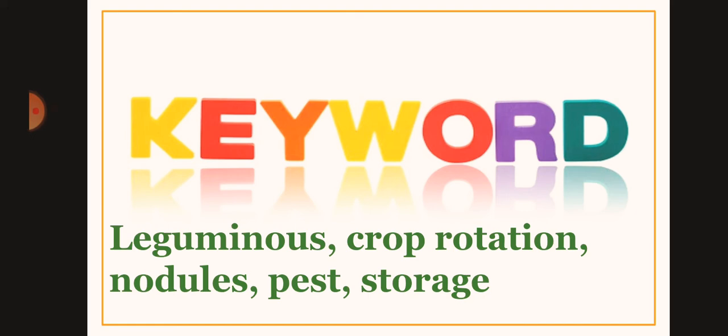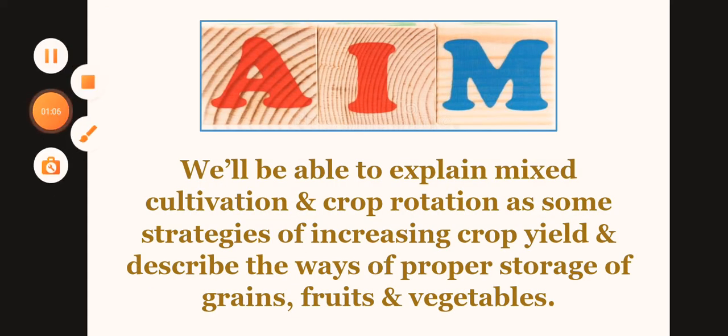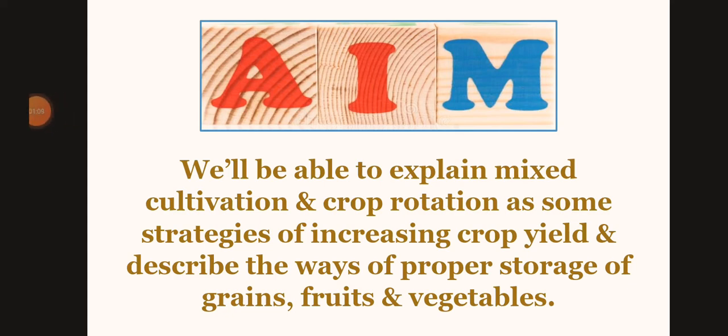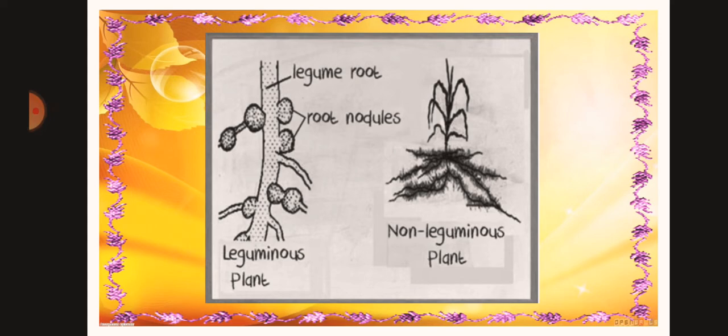The keywords which we will be frequently using in today's class are leguminous, crop rotation, nodules, pest and storage. These are the few words which will remain in focus today. The aim of our class is that we will be able to explain mixed cultivation and crop rotation, which are strategies for increasing crop yield, and we will describe the ways of proper storage of grains, fruits and vegetables. So students, look at this picture.